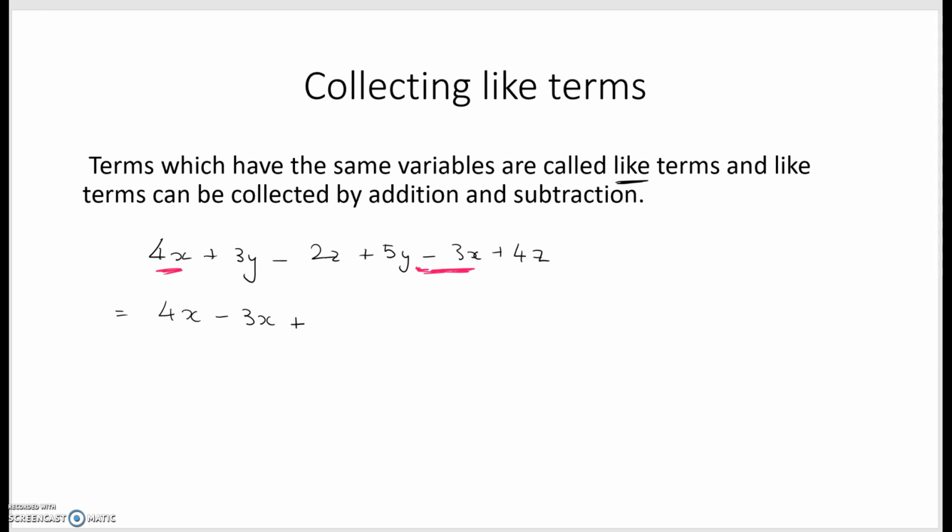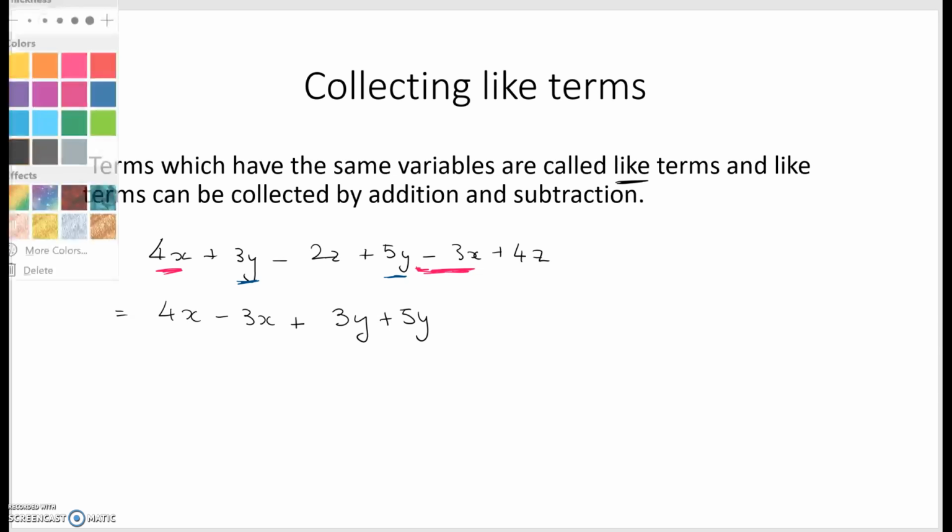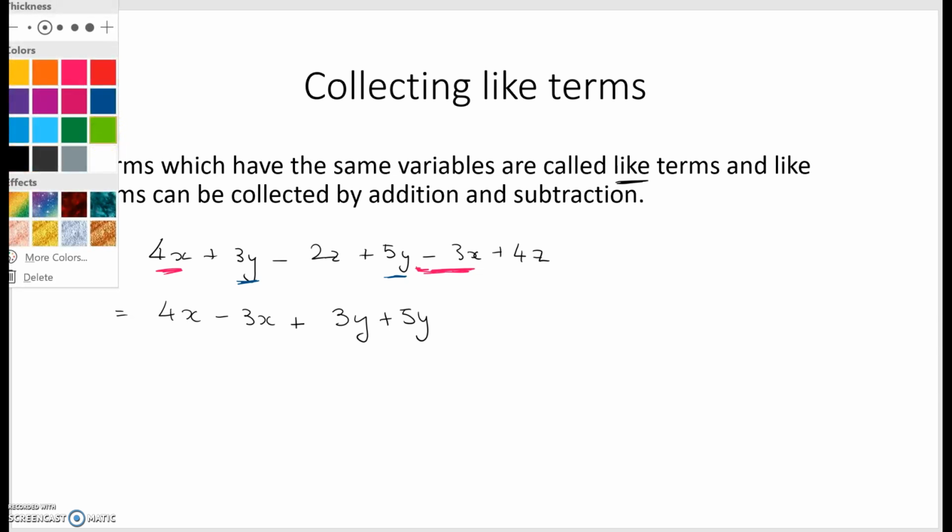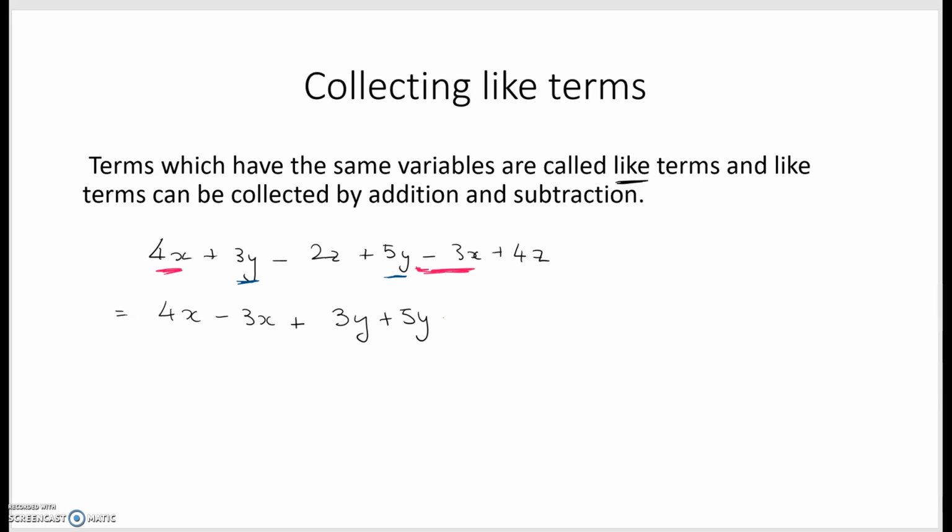And now let's collect the y terms. So the y terms are 3y plus 5y. So now we'll have plus 3y plus 5y. And then let's look for the z terms. So then we've got minus 2z. So that one, including the sign, and 4z.